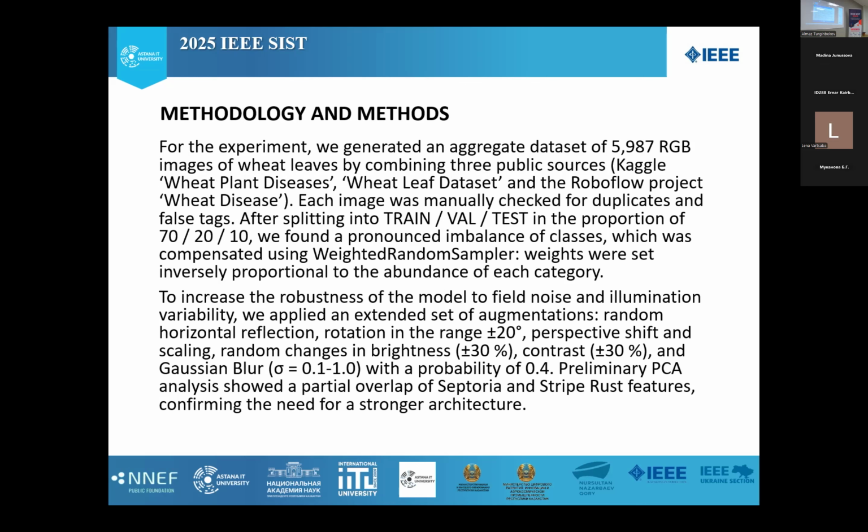We combined three public datasets and obtained about 6,000 RGB images. Each frame was manually inspected and categorized into 4 classes. A weighted random sampler was used to deal with imbalance. To train the model to see symptoms under all conditions, we applied advanced augmentation: reflections, rotation, brightness and contrast fluctuations, perspective distortions, and Gaussian blur.